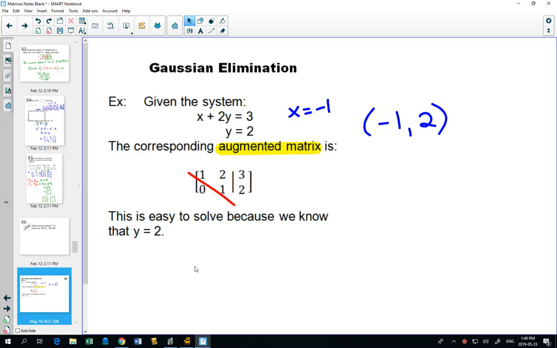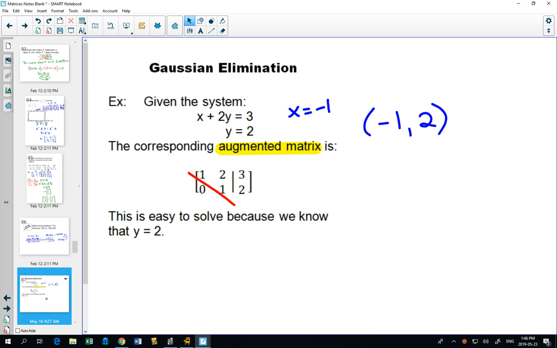Gaussian elimination. Now, the name comes from the famous mathematician Carl Friedrich Gauss. Have you heard of him before? Yeah. Sometimes if they list the greatest mathematicians of all time, he's almost always listed as one of them.